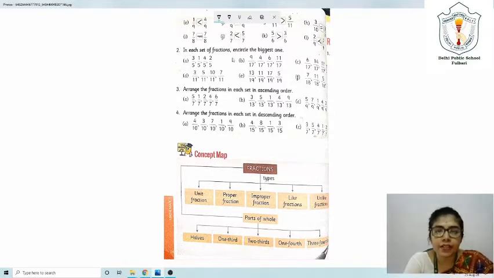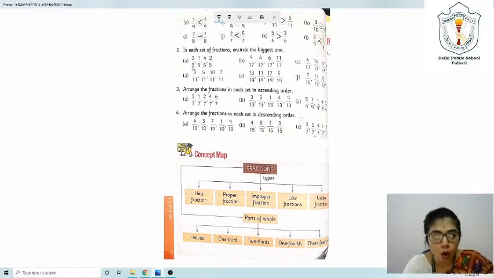Now number 2. In each set of fractions, encircle the biggest one. Now from these fractions, you see, children, all the denominators are the same. Now you have to find the greatest fraction, the biggest one, and then you will have to circle that. So what we will basically do is, from the numerators we'll find the biggest number and we'll circle it.